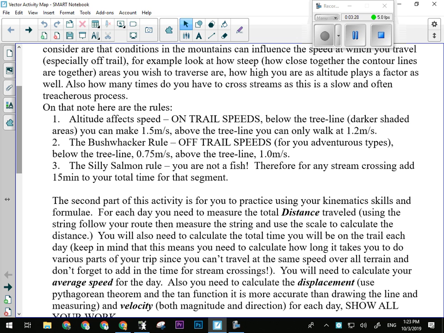And then thirdly is the silly salmon rule. Stream crossings should not be taken lightly. Anytime you have to cross a stream, you have to add 15 minutes to your total time, unless you are on a trail. If you cross a stream on a trail, there will be a bridge. If you are off trail and crossing a stream, 15 minutes every time you do this. All right.